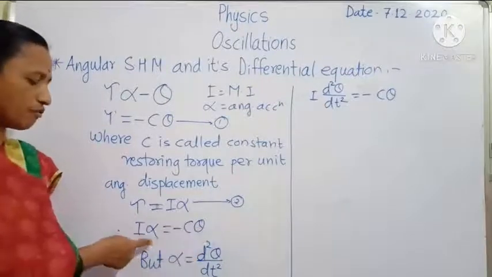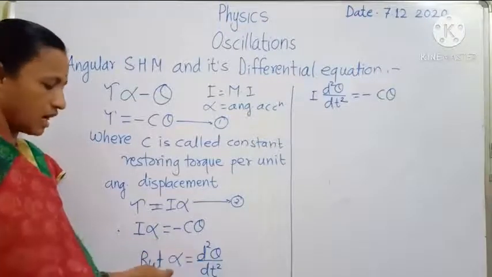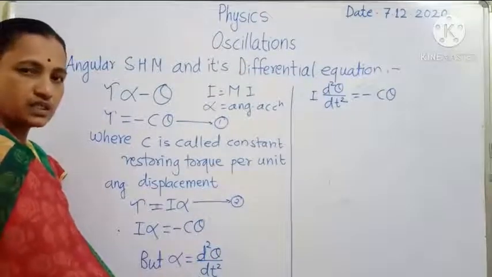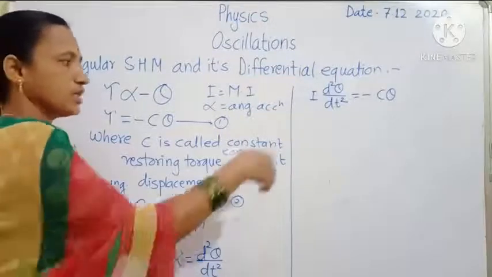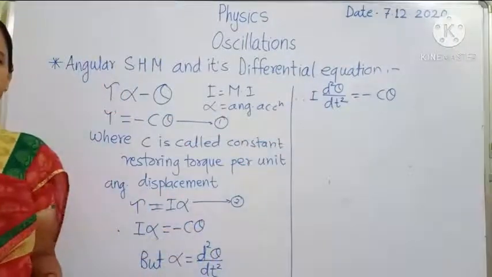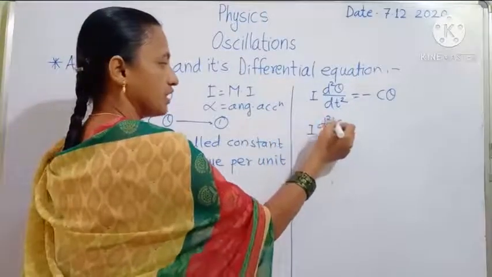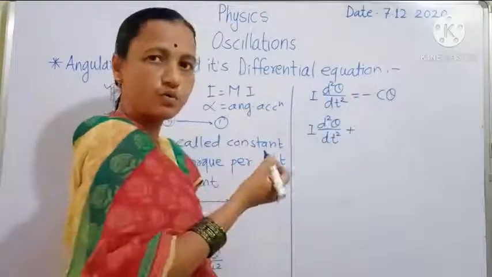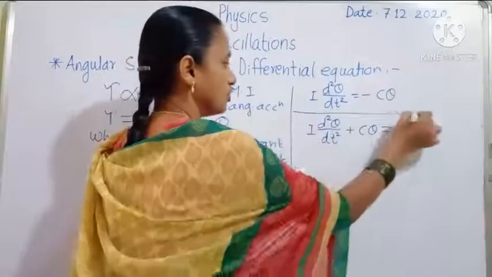For the angular displacement, we know that alpha is equal to d square theta upon dt square. Substituting this value in the equation, it becomes I d square theta upon dt square is equal to minus c theta. Taking minus c theta to the left side, I d square theta upon dt square plus c theta is equal to 0.